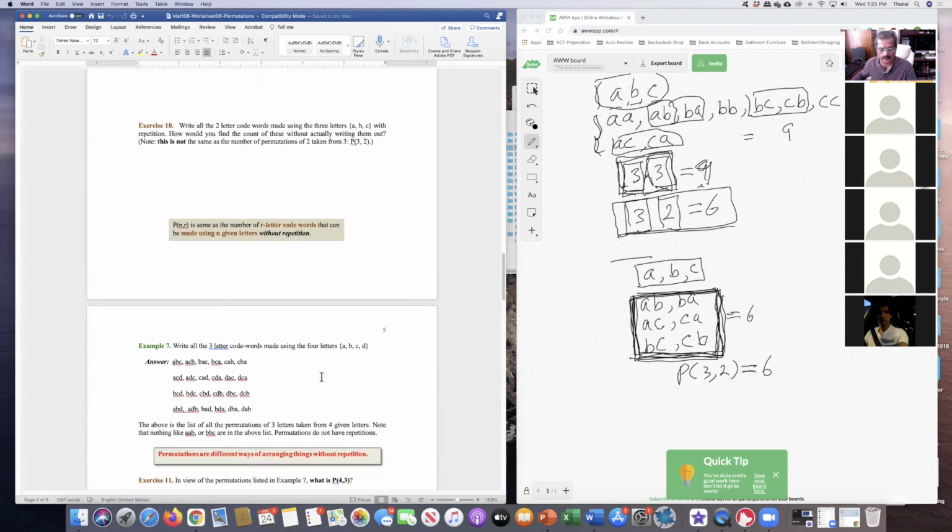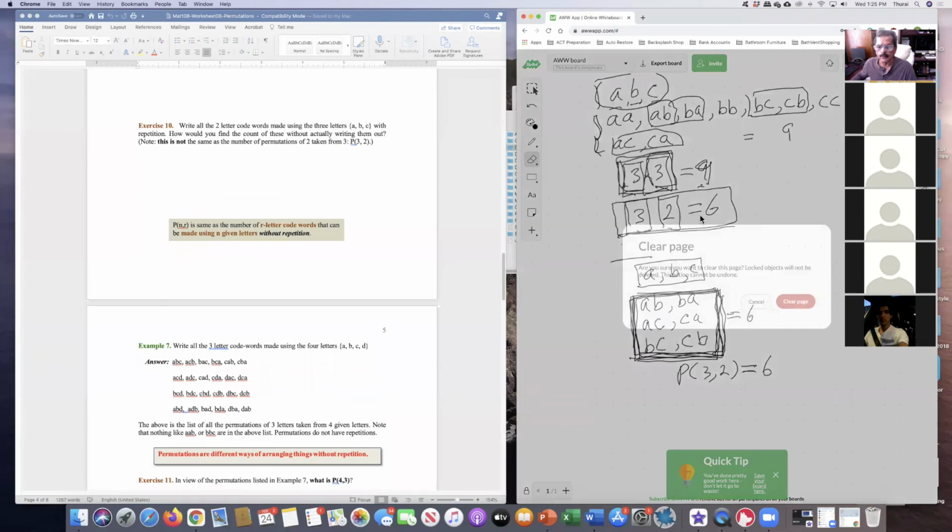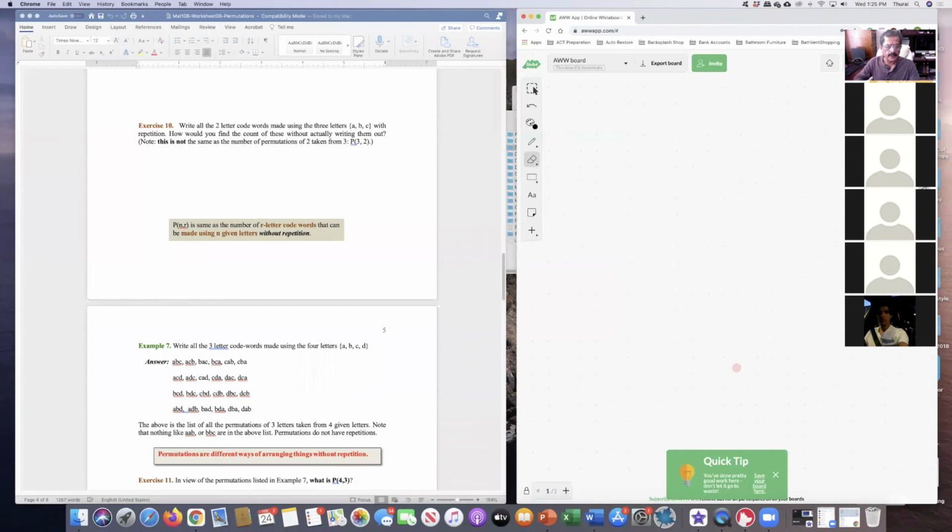All right, so let's do that with 4 letters. Then you will understand it better. So the letters given to us are A, B, C, D, now 4 letters. And it says find the number of permutations of 3 letters chosen from 4. So example 7 says A, B, C, D. 4 letters are given to you. You need to choose 3 at a time and rearrange them and count how many are there.